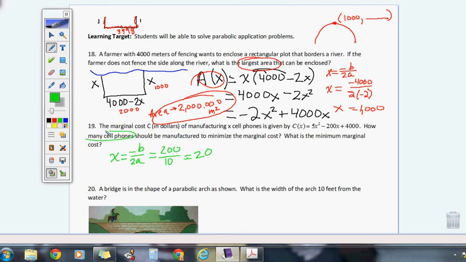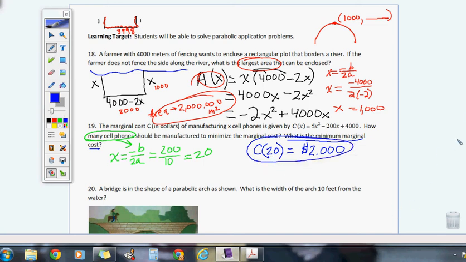All right, so 20 is an answer to what? How many cell phones? So it's color coordinated here. That is the answer to the first question. But then what is the minimum marginal cost? Well, that's where you would just do C of, and we would plug in 20 here. Okay, and I'm not going to take the time on the video, but you would do 5 times 20 squared minus 200 times 20 plus 4,000. You work that all out, and you end up getting a minimal marginal cost of $2,000. Okay, that's what you would get for that problem.